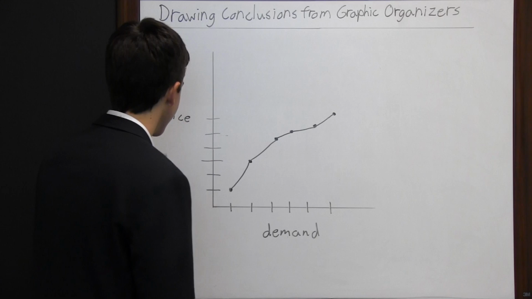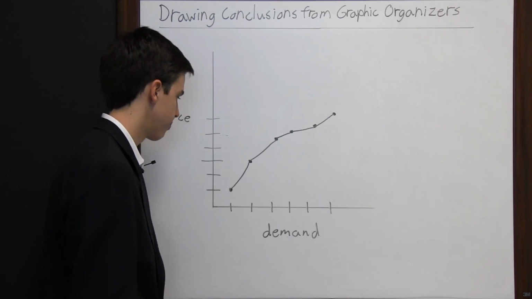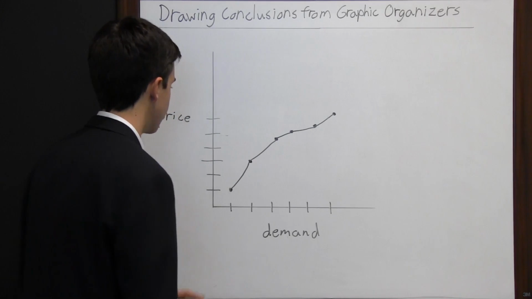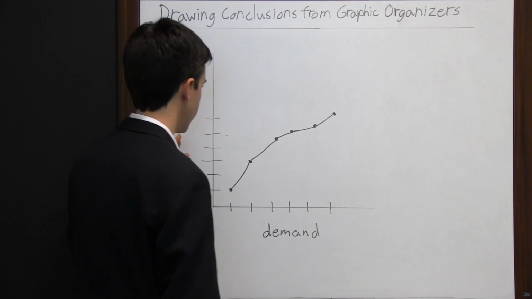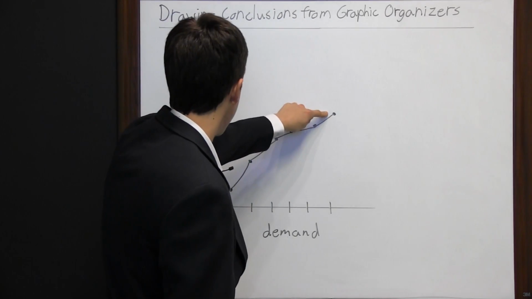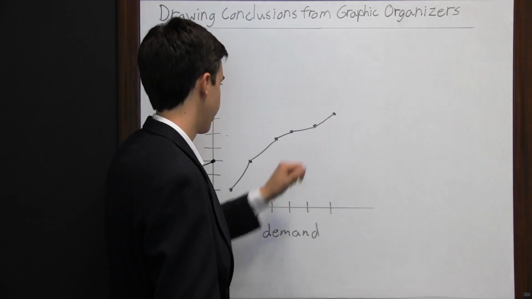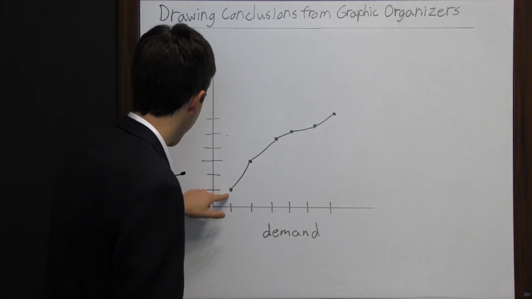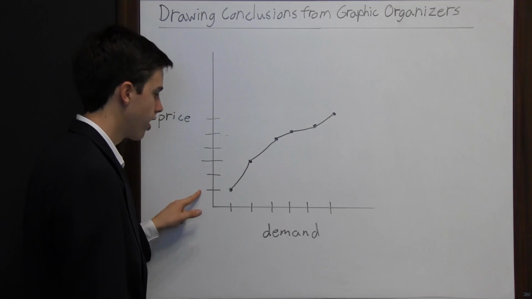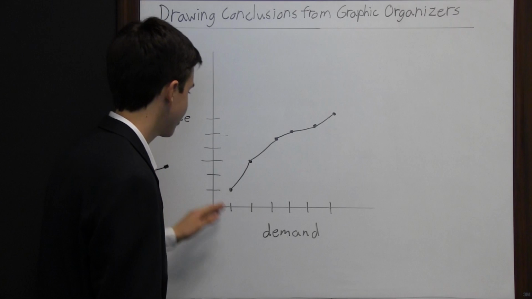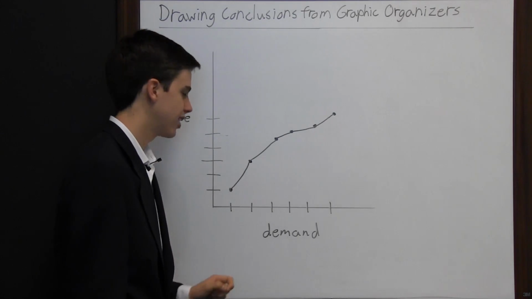It compares the price of bread to the demand for bread. So notice here, as demand rises, price also rises, because over here, see, price is very high. Well, demand is also very high. Well, notice here, when demand is low, price is also very low. So we know here that price and demand relate to each other in some way.